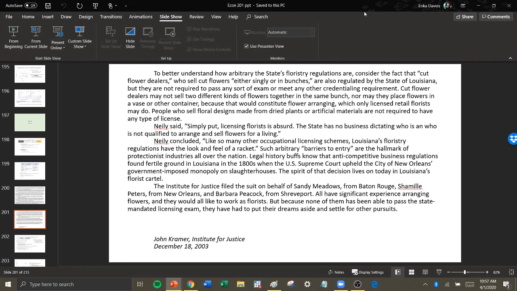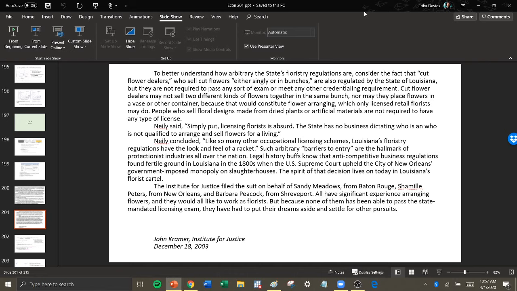To better understand how arbitrary the state's floristry regulations are, consider the fact that cut flower dealers who sell cut flowers either singly or in bunches are also regulated by the state of Louisiana, but they are not required to pass any sort of exam or meet any other credentialing requirement. Cut flower dealers may not sell 2 different kinds of flowers together in the same bunch, nor may they place flowers in a vase or other container, because that would constitute flower arranging, which only licensed retail florists may do.